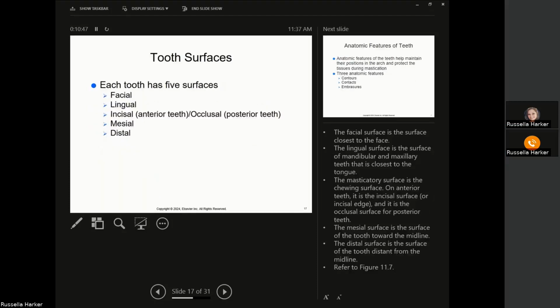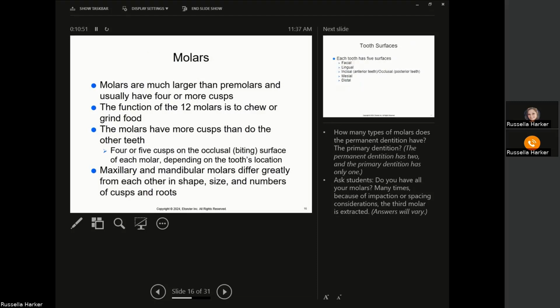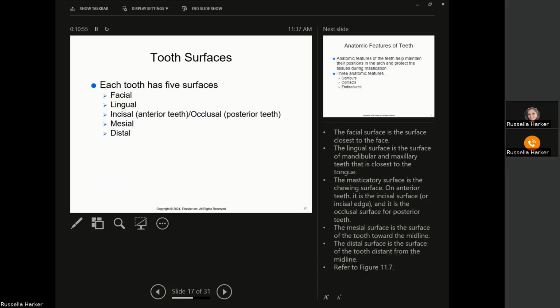So we're going to look at, no, we're not going to go to tooth surfaces. We are going to stop there. Oh, no, we are going to go to tooth surfaces. Sorry about that. Okay, tooth surfaces.